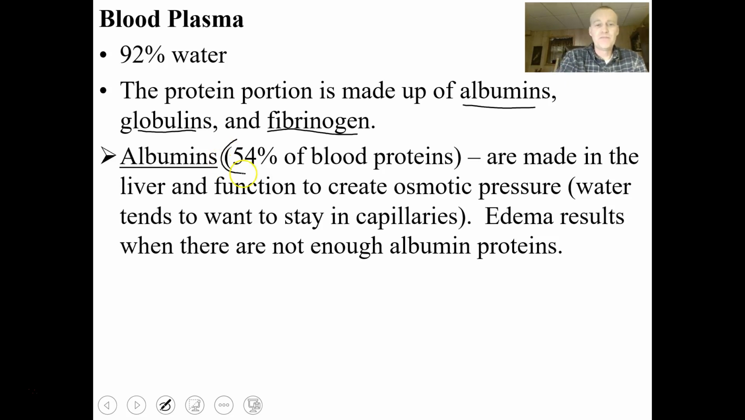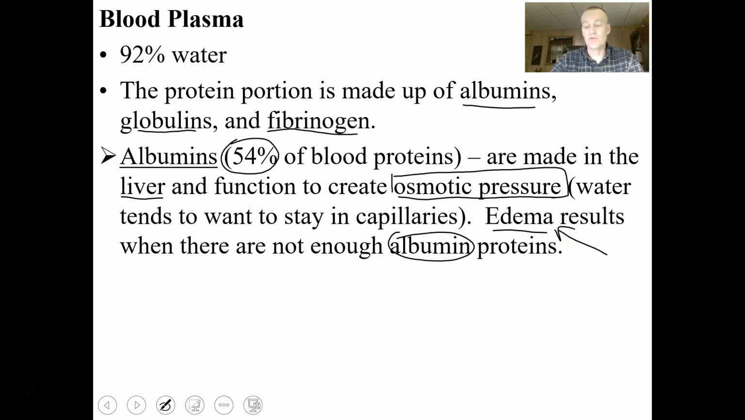Making up about 54% of blood plasma proteins will be the albumins. Again, these are made in the liver, and they function to create osmotic pressure. Water tends to stay in the capillaries because of this osmotic pressure created by these albumins that sit in the plasma of the blood. They literally try to draw water into the capillaries. So if you get an upset of the balance of these albumins, edema may result. If you don't have enough albumin proteins, you will have edema and your body will swell up.